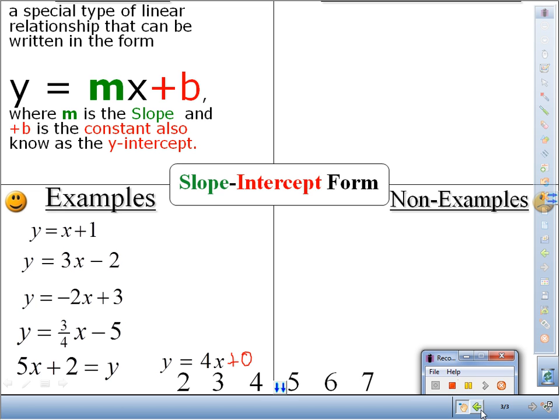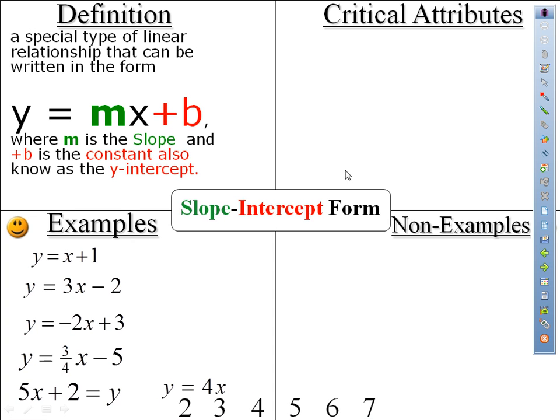So far so good? All right. So now that we have our examples, let me give you some non-examples. Copy this, please. 4x plus 2y equals 8. Y equals 3 minus 2x. And y equals 5 plus 3/4 x.